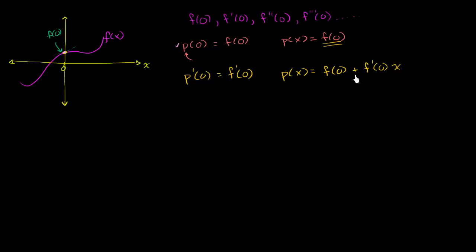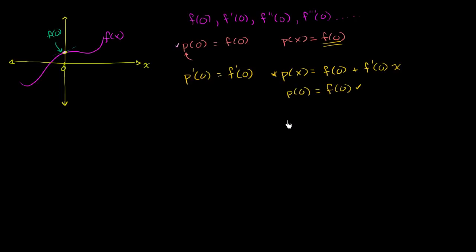So let's think about this a little bit. If we use this as our new polynomial, what happens? What is p of 0? P of 0 is going to be equal to f of 0 plus whatever this f prime of 0 is times 0. If you put a 0 in for x, this term's just going to be 0. So you're going to be left with p of 0 is equal to f of 0. That's cool. That's just as good as our first version.